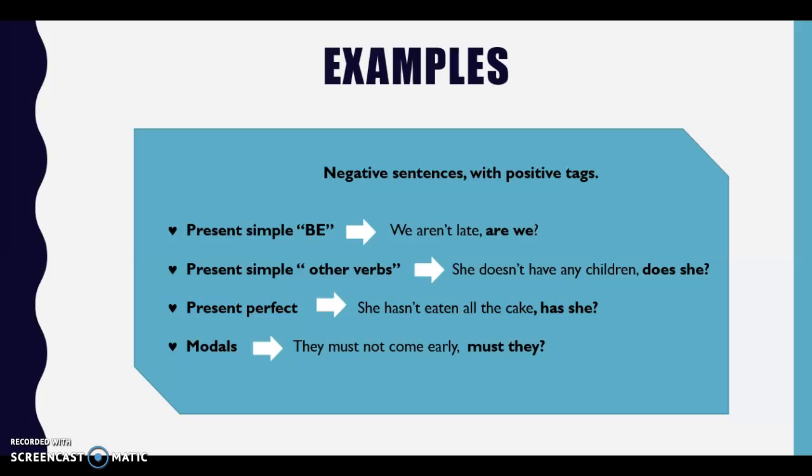Right now we have some examples of negative sentences with positive tags. For example, present simple with verb to be. "We aren't late, are we?" Yes. Present simple with other verbs. "She doesn't have any children, does she?" Present perfect. "She hasn't eaten all the cake, has she?" Modals. "They must not come early, must they?"